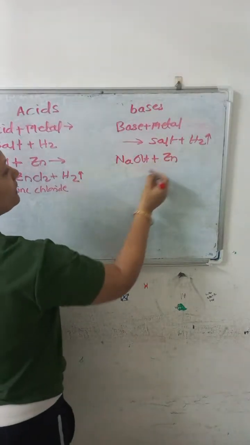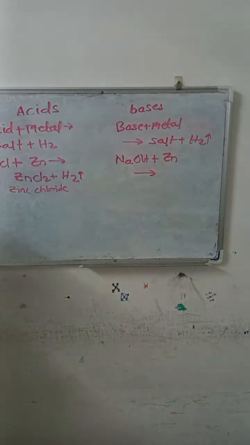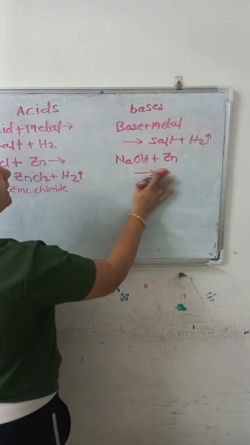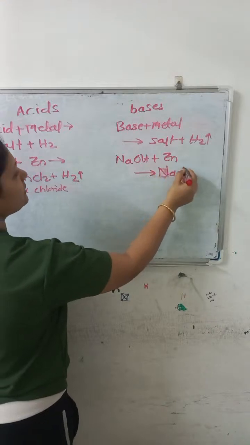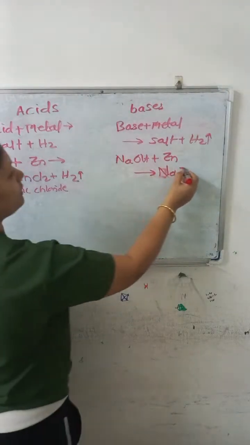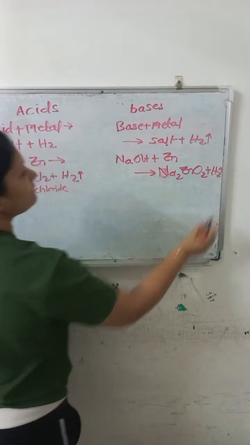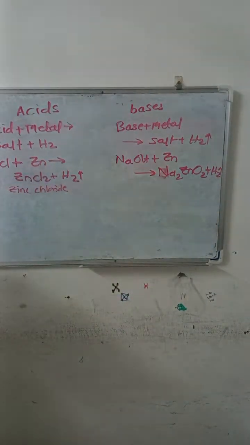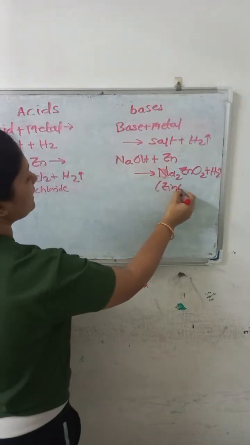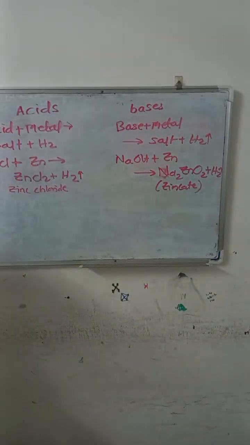So here what you will get? Salt. Which salt is there? Yes, with salt H2 comes out. Then here we will get Na2ZnO2 plus H2 gas, which is liberated out. Okay, so this Na2ZnO2 is nothing but zincate. We can call it zincate, and here H2 gas is again liberated.